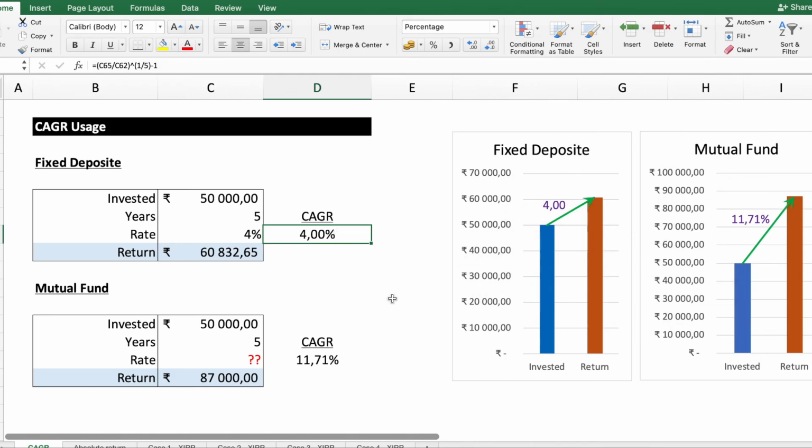So, I have given an illustration here. Your invested value with the fixed deposit will give a 4% return, but the mutual fund is giving an 11.71% return. So by knowing this CAGR, we can easily decide where to invest our hard-earned money, right? Because CAGR gives, again I am repeating it, CAGR gives the year-on-year rate of return for your invested amount, right?